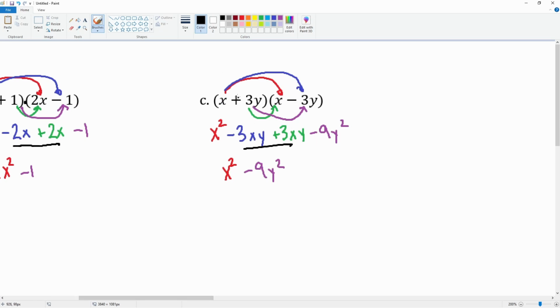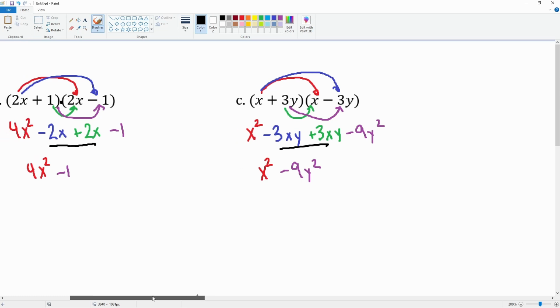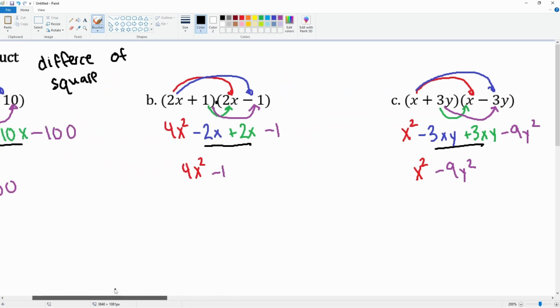The middle ones cancel. X times x is x squared. 3y times negative 3y becomes negative 9y squared. When it's a difference of squares, those middle terms will always cancel out.